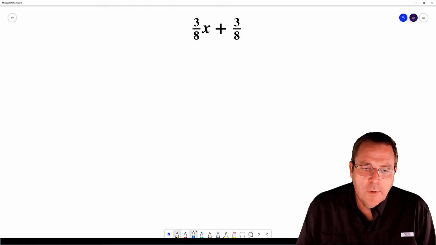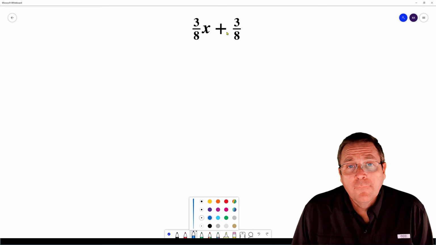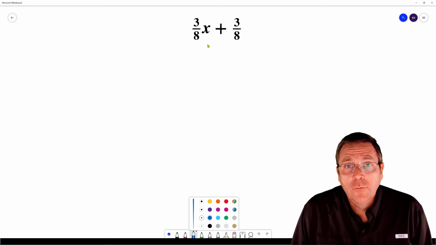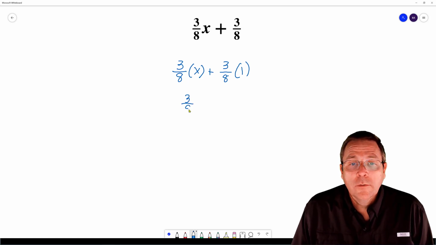Let's take a look at how we're going to work this one. We're going to go ahead and break this one down. Once again, the common factor, extremely obvious in this one, is going to be the 3/8. So the first part is going to be 3/8 times x, plus the second part, this is a trick here, 3/8 times the 1. We're going to take the 3/8 and pull it out to the front.